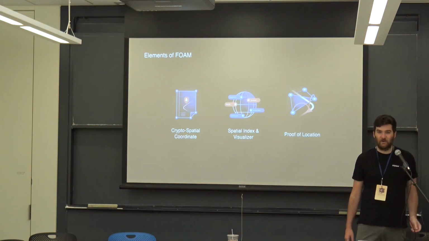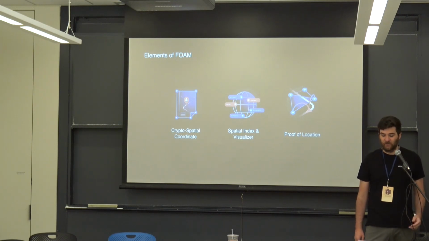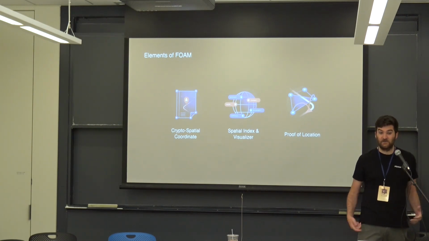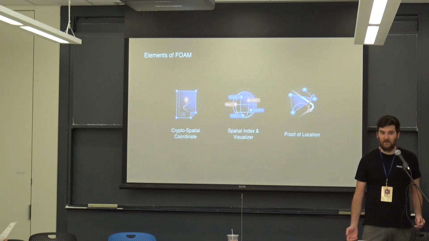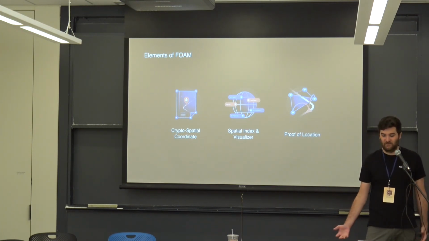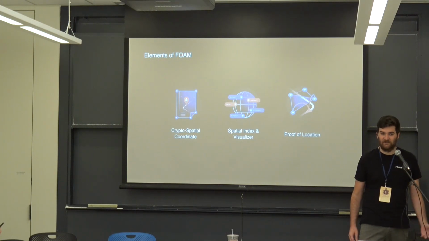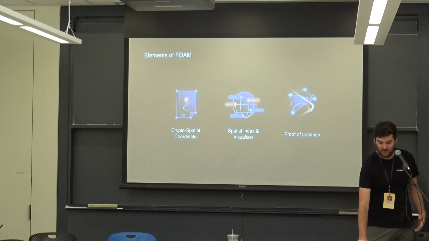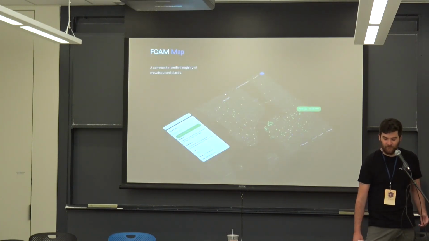The next element is what we call a spatial index visualizer. So this is then how do you actually visualize on-chain data in a spatial way. And the third element is what we call proof of location. That's where the Foam token comes into play and is about how do we come to consensus and verify these things that are making geospatial claims on-chain.